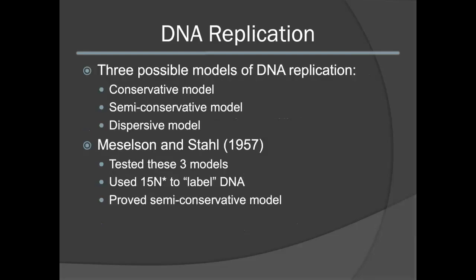Originally, there were 3 possible models of DNA replication that were proposed: conservative, semi-conservative, as well as dispersive model. Meselson and Stahl were important scientists that tested out the validity of these 3 models. In order to test these models, they used radioactively labeled nitrogen in order to label the DNA. They were able to prove that the semi-conservative model was indeed true. Let's take a look at their experiments.